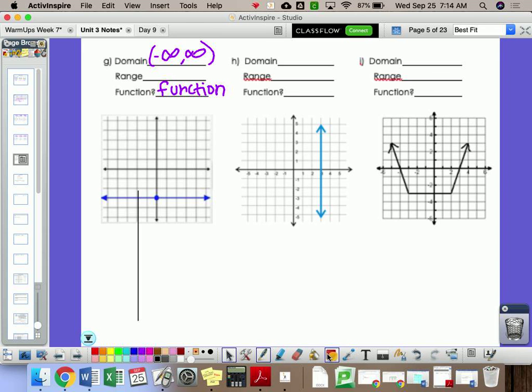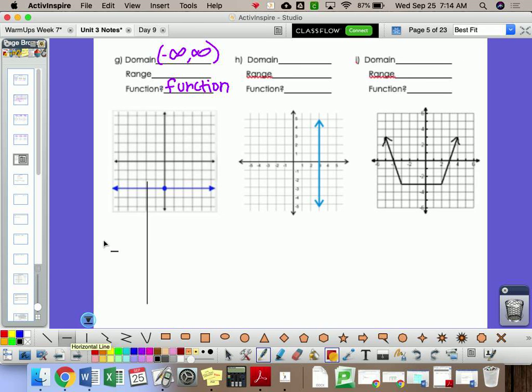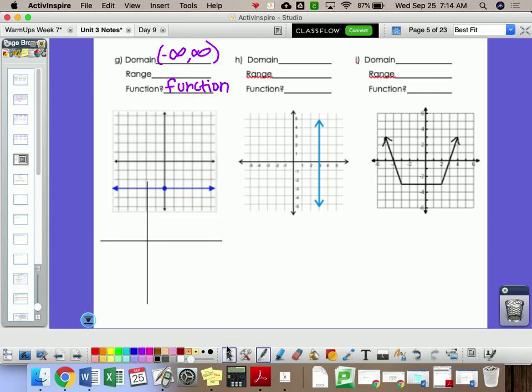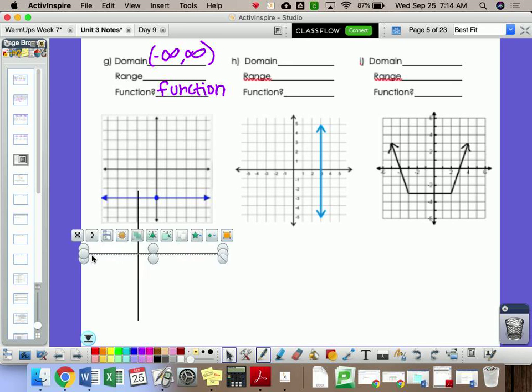Okay, now I need my horizontal line for range. So if I drag my horizontal line, I want to know when I'm going to start touching my graph. And I start touching it on the line. So this is the only number, the only y value that my graph is equal to is -3. So I would just say -3 with brackets on both sides because that's the only number my y's are equal to.